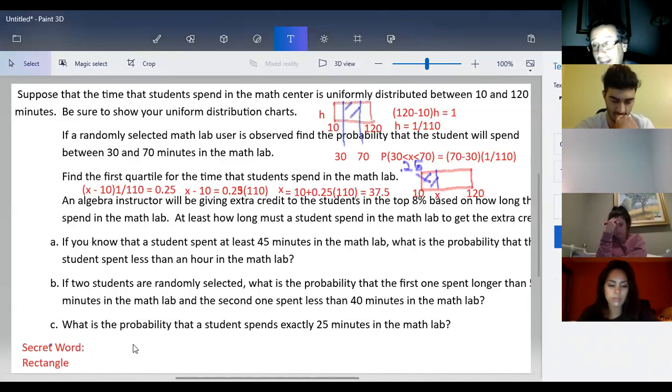Okay, and by the way, on the test, if I ask you a uniform distribution problem and I don't see a rectangle, I'm going to take off points. And if I see a rectangle and everything else is just wrong, I'm going to give you points. So the rectangle is part of the points of the problem. Okay, if I ask for a normal distribution, you give me a rectangle, that's not good. So you better see the word uniform, and it will be there if I'm looking for a rectangle. All right, so now let's continue on and find the probability the student spends exactly 25 minutes in the math lab.